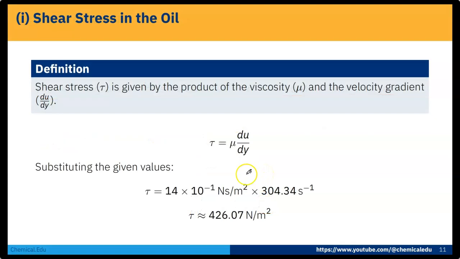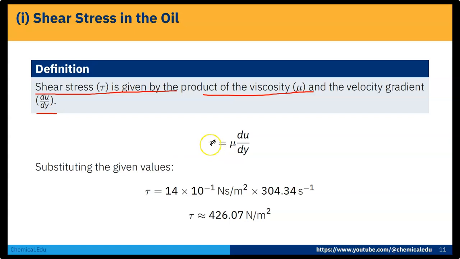Next, we have to calculate the shear stress. So what is shear stress? Shear stress is given by the product of the viscosity and velocity gradient. Based on Newton's law of viscosity, shear stress is directly proportional to the velocity gradient. Now if we remove the proportionality constant, tau is equal to mu into du by dy, meaning shear stress is the product of viscosity and velocity gradient.